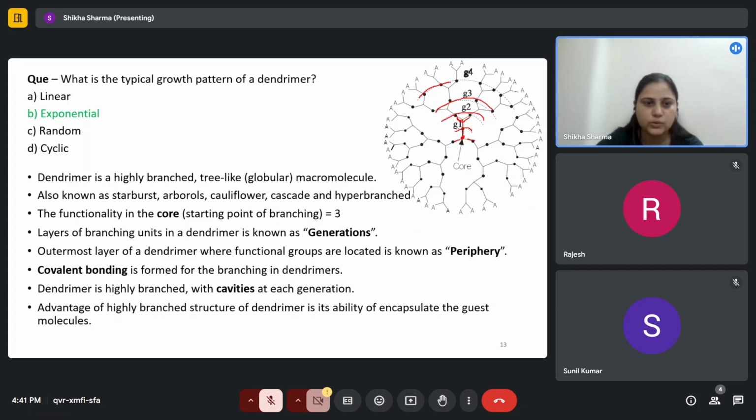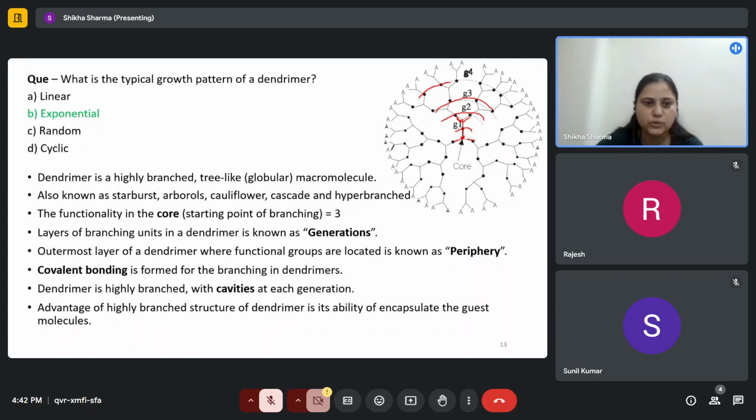Dendrimers are also known as starbursts, cascade, hyperbranched, cauliflower, and arborols. Why these different names? Because it looks like a tree or a globular macromolecular structure. So dendrimers are known by these different names.